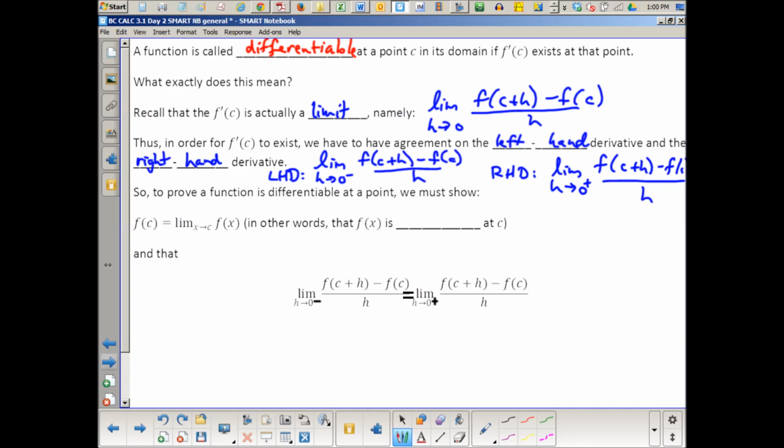So let's say you are asked to prove that a function is differentiable at a point. What you need to do is, first of all, prove that it's continuous. This is really important too, that you understand. On my graph, I drew a picture of a graph that was continuous at 5, remember? But it was not differentiable. That's because it had an abrupt change in slope.